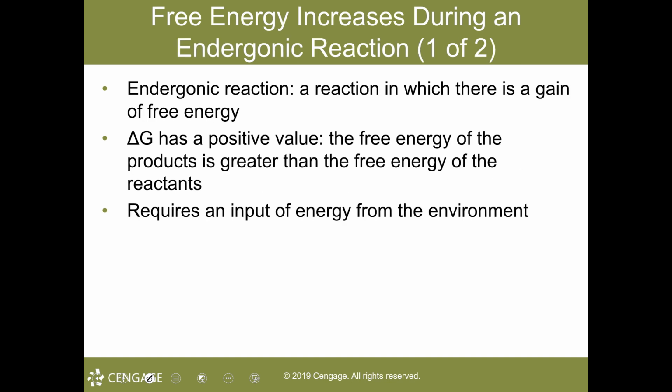And so, getting on to the next. Endergonic reactions, on the converse, do not have energy that is there and available to do work. Meaning, there's a gain of free energy, and because the free energy of the products is greater than the free energy of the reactants, delta G has a positive value. So, in this case, there is no energy that is there and available to do work.